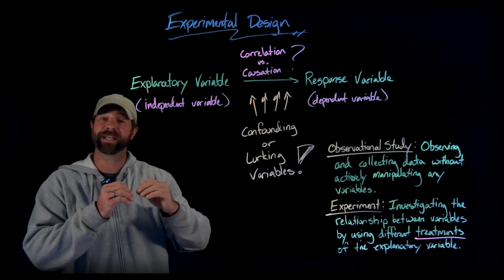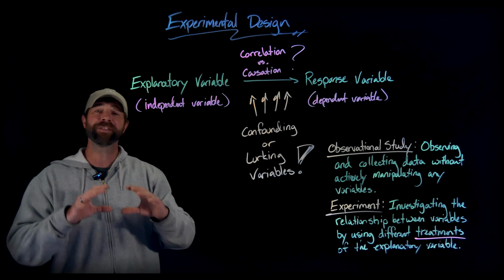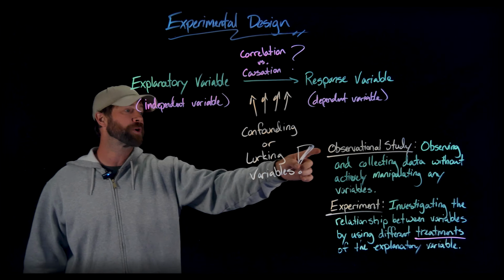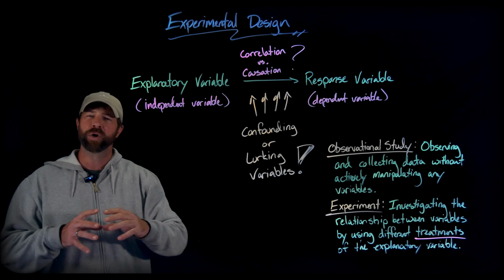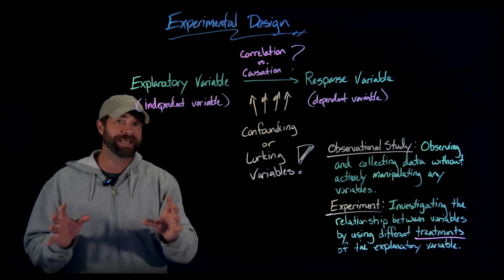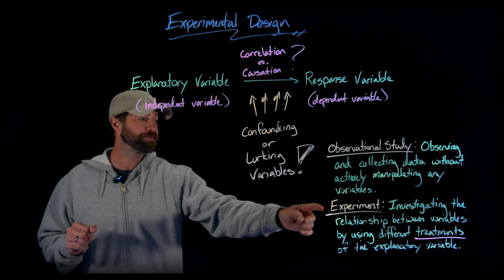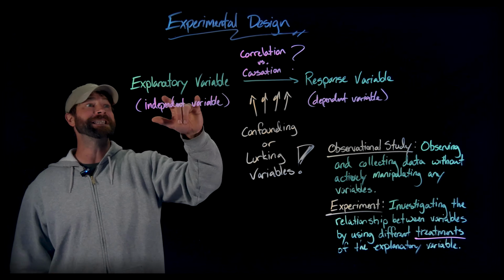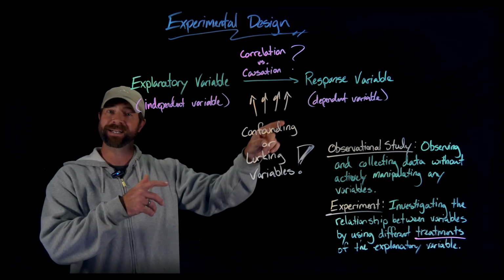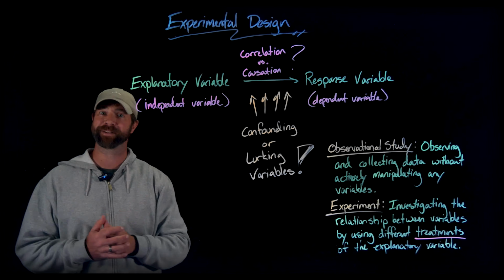But within that, we're muddying the waters with these confounding or lurking variables, which may have significant influence in that correlation or causation relationship. Finally, the two general ways that we'll go about doing our research is whether we have an observational study, which is observing things that are happening, collecting data without manipulating anything. An experiment is the case where we're going to give different treatments to the explanatory variable to see how it affects the response variable in investigating this relationship.